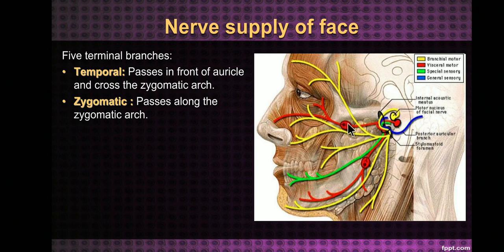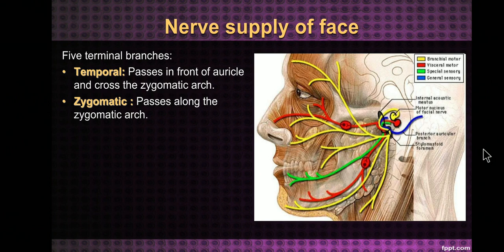The zygomatic branch passes in front of the zygomatic arch and mainly supplies the lower part of the Orbicularis Oculi. Okay, and then it also supplies the muscles of the nose.